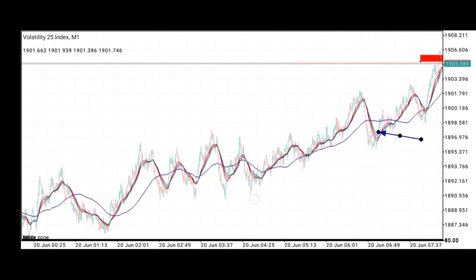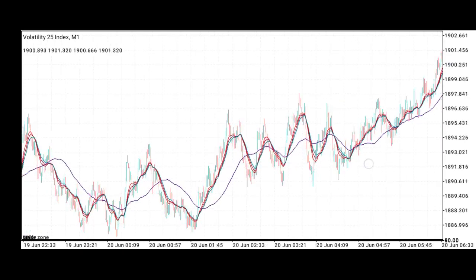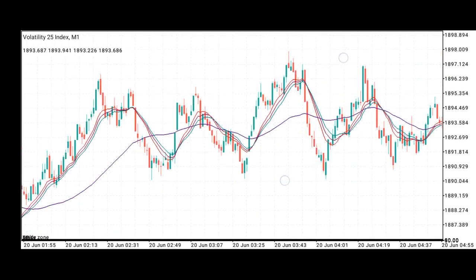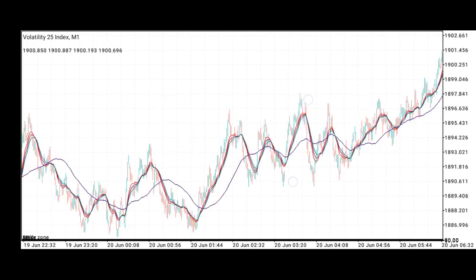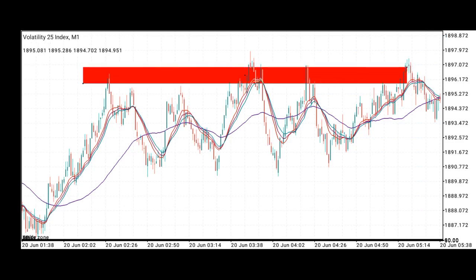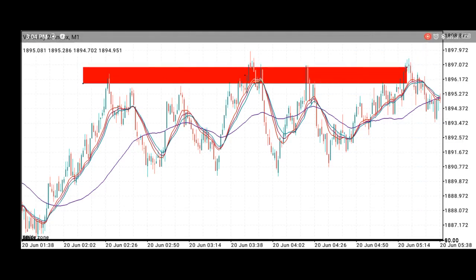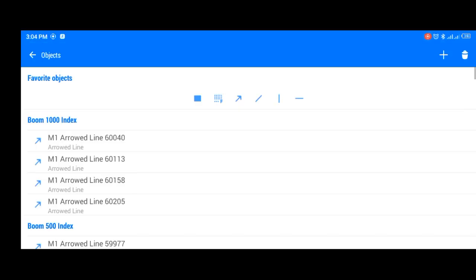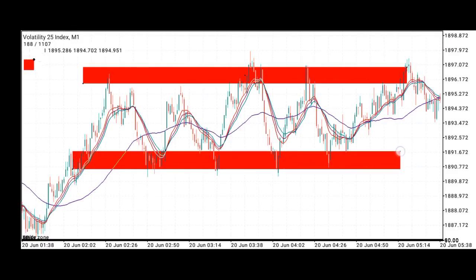So before you take your trade, I will advise you to do something. Analyze the chart so that you know the support and resistance. For example, let's look at this place. Let's call this zone a resistance. Okay, so let's look at a support here.